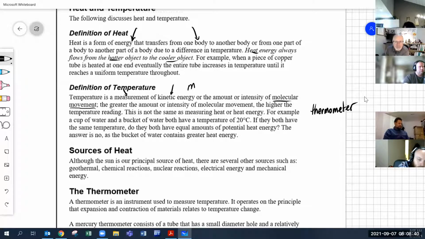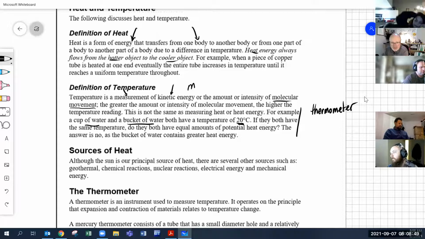Now, sometimes they talk about this: if you have a cup of water and a bucket of water and both have a temperature of 20 degrees Celsius, do they both have the same amount of potential heat energy? No, the bucket of water contains more heat energy because it has more mass. There's more source there.